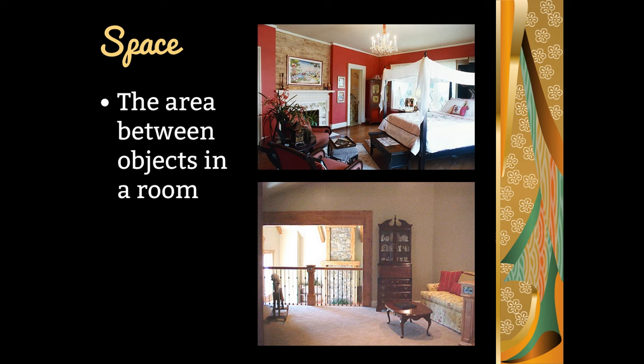And when you're judging your space, it's the area between objects in a room, obviously. Now, when you're judging, you want to make sure that your space has positive and negative space. Your positive space is the space that is used. Your negative space is the space that's not used. So in the picture above, this is very good use of space. You have the bed here on an angle. You have 2 sitting chairs. You have a bench. You have good clearance around all aspects of the bed.